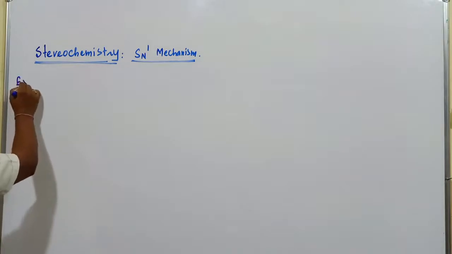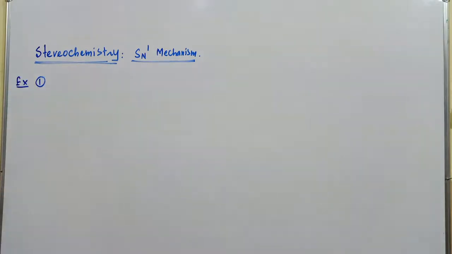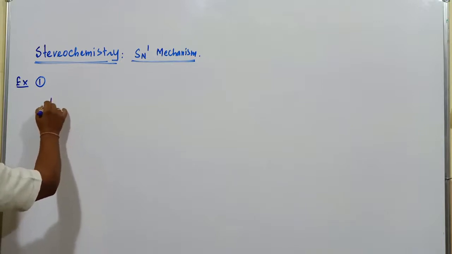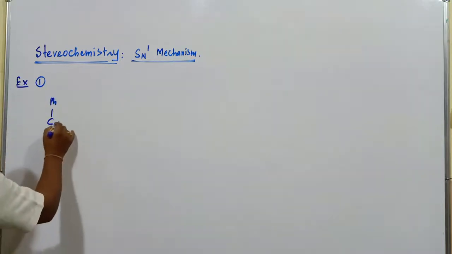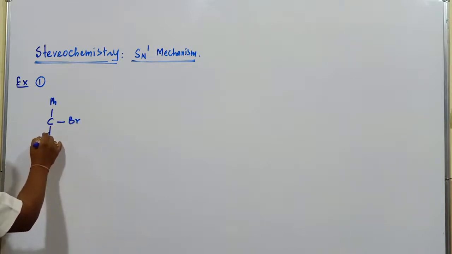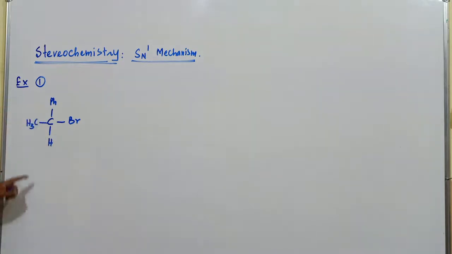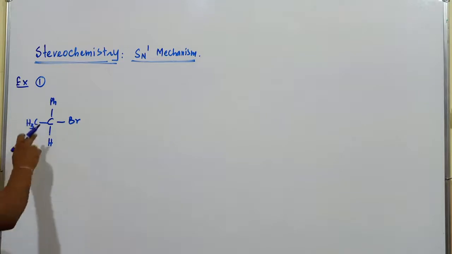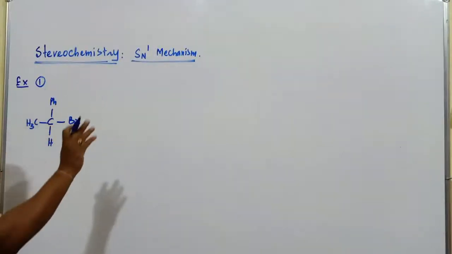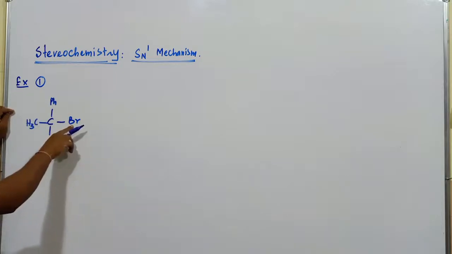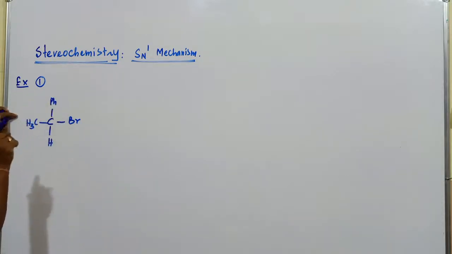Let us consider one example for the formation of a racemic mixture. Consider a compound with a carbon bearing a phenyl group, a bromide, a hydrogen, and a CH3 group. This carbon atom is referred to as a chiral carbon atom. Only when a chiral carbon atom is present can you proceed to the formation of a racemic mixture. This molecule has a halogen, a phenyl group, a methyl group, and a hydrogen.